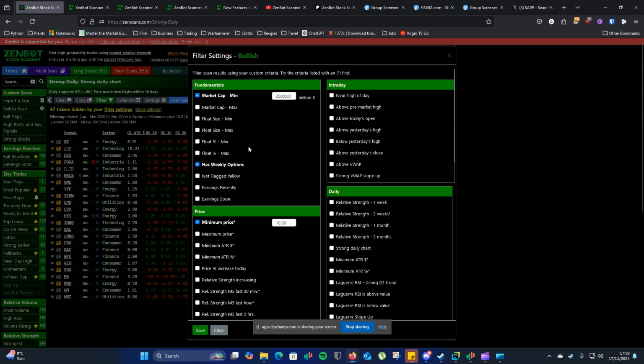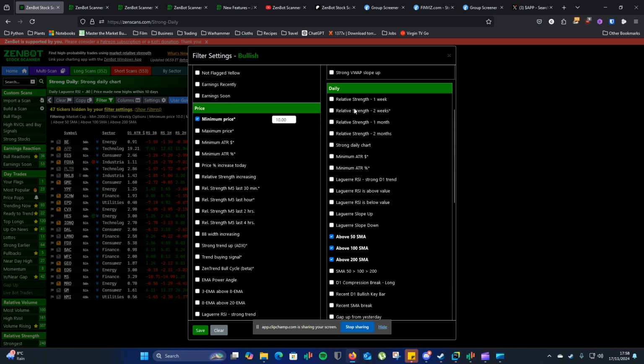So let's just look at my filters. You can filter the scan results looking at your own custom criteria. A little bit of good advice is try the criteria listed with an asterisk first, which is quite useful for fine-tuning your results and also looking for those with that relative strength, relative volume. So these are just a couple of my ones. I look for market caps over 2 billion, weekly options, minimum price, but you can add relative strength here and above SMAs and those other bits as well.